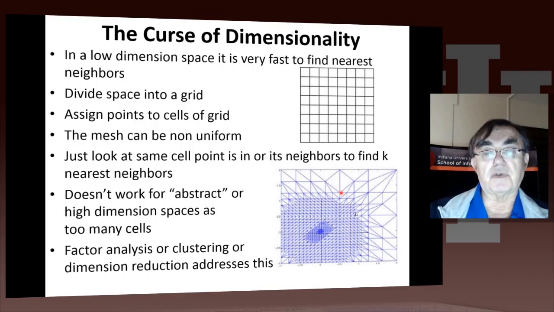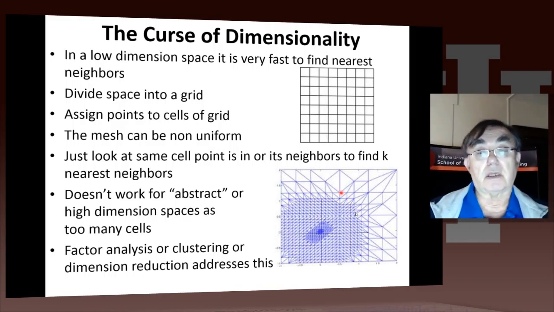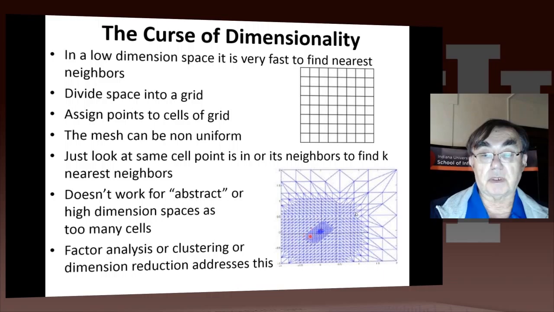If your points are in a very low dimension, it is very, very fast to find the nearest neighbors. What you can do is divide the points into a grid, assign the points to the cells of the grid, and then you can do that in a non-uniform fashion. Here's an example of a grid where there's a mesh, and maybe because lots of points are near one region, you have more mesh points here, but everything is still lots of cells. Then if I want to find the nearest neighbor to, say, a point who's in this cell here, I only have to look within this cell and maybe the neighboring cells.